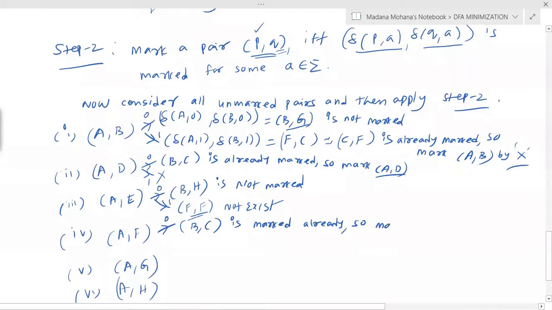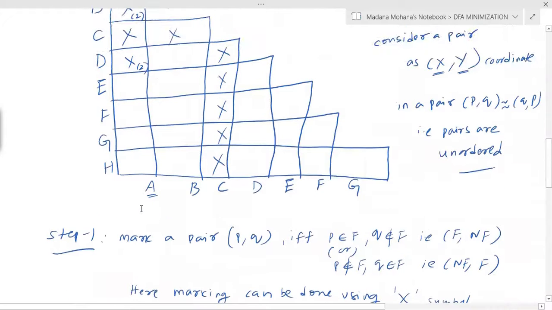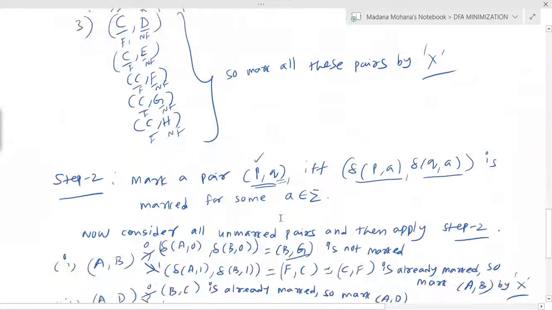So mark the pair A comma F. So now you can mark A comma F. This is also marked in the second step. Then the next pair is AG.